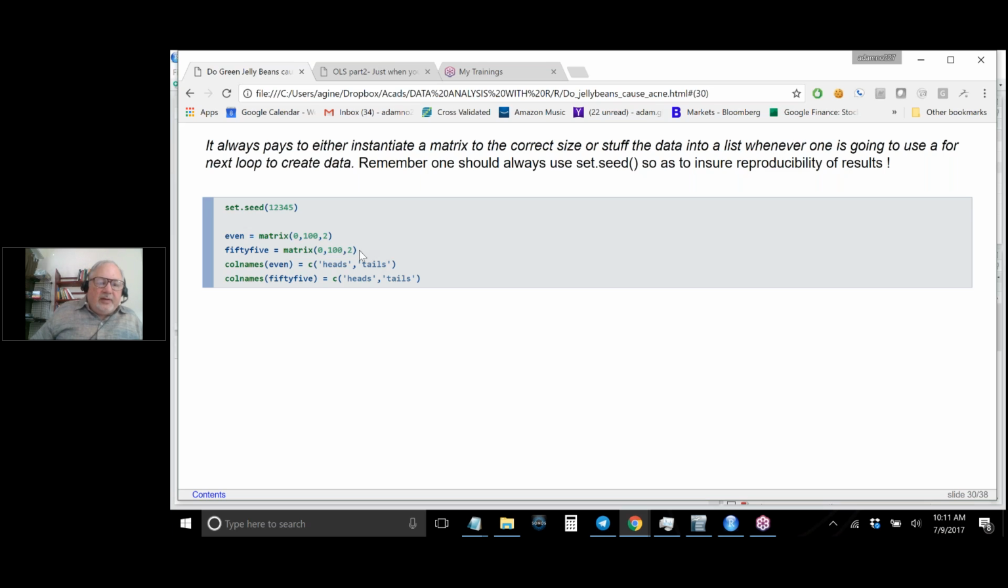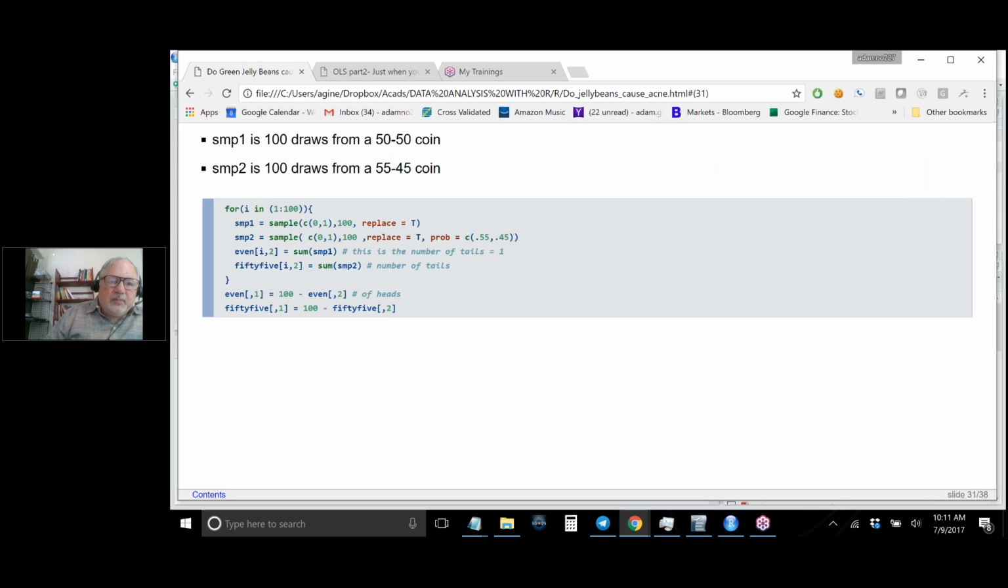So what are these 2 matrices going to do? This first matrix is going to contain 100 observations of flipping a fair coin 100 times and observing how many heads and tails you get. And the second is going to do the same thing, but from a coin where I believe the probability of getting a heads is 0.55. So sample 1 is 100 draws from a 50-50 coin, and sample 2 is 100 draws from a 55-45 coin.